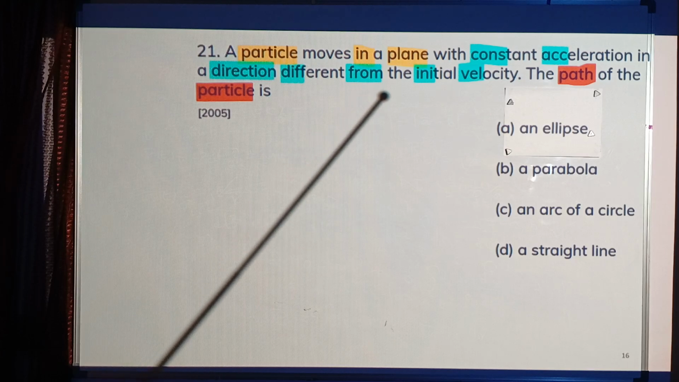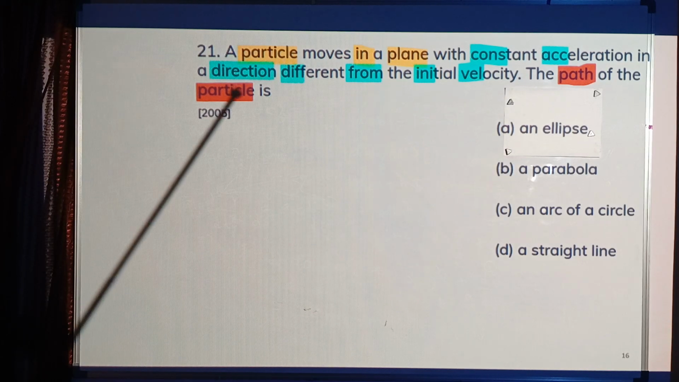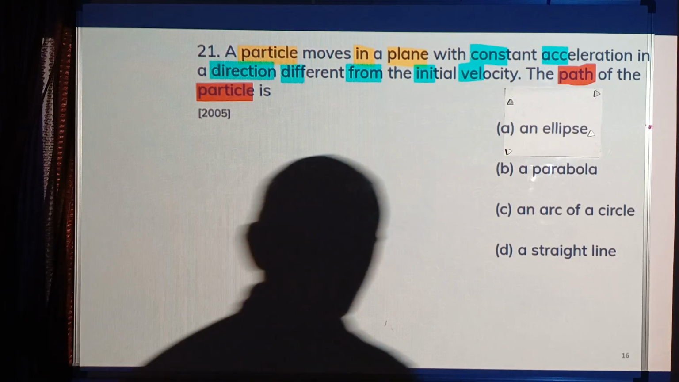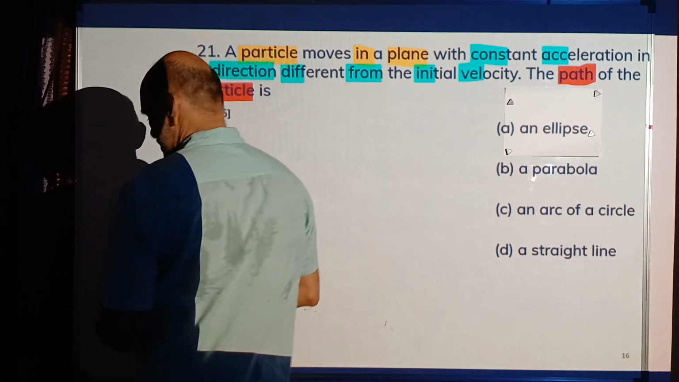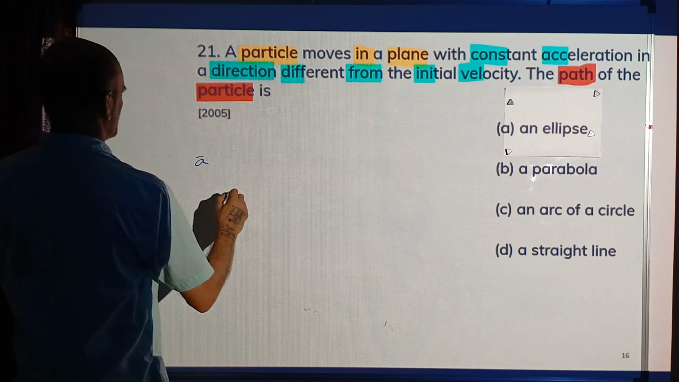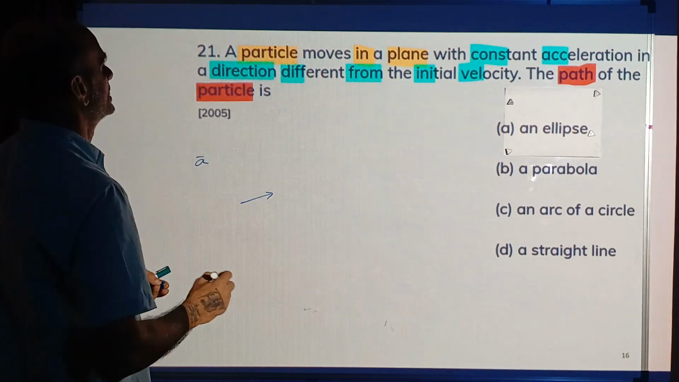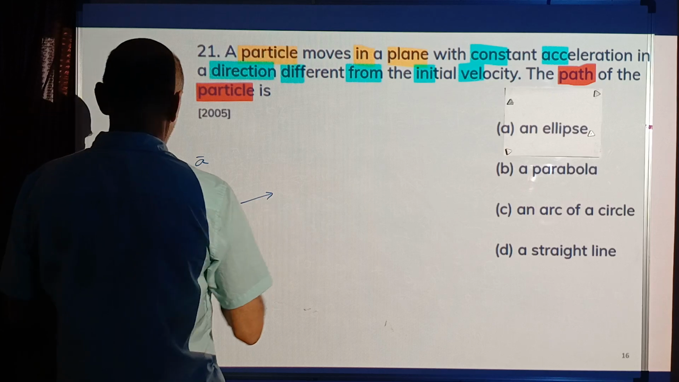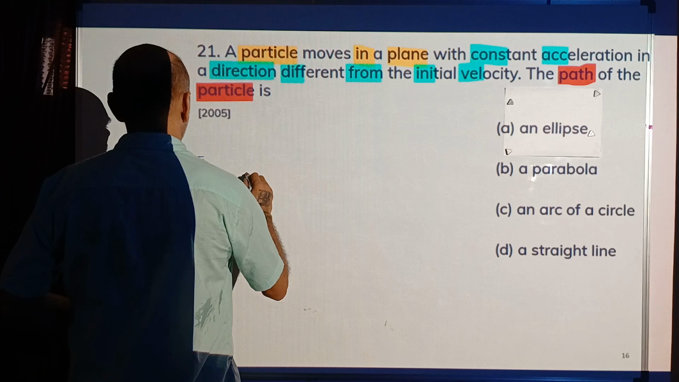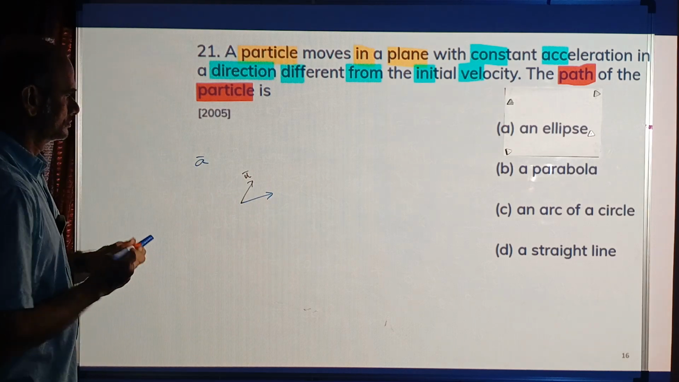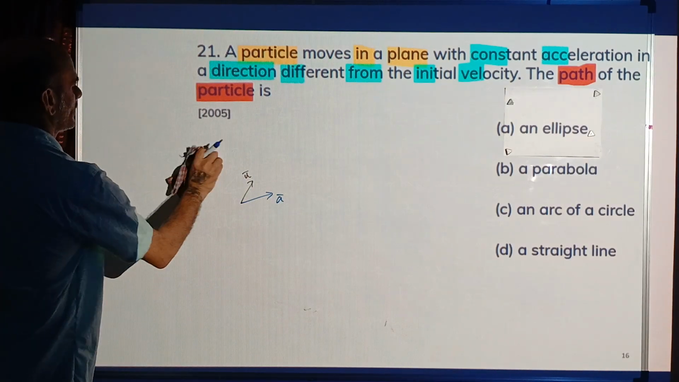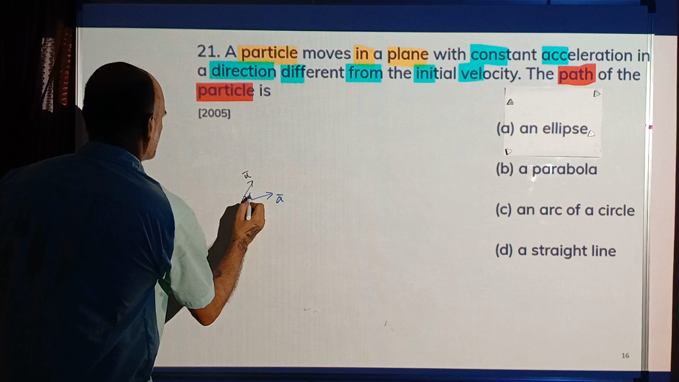A particle moves in a plane with constant acceleration in a direction different from the initial velocity. The path of the particle is. This already explained the concept. Acceleration is constant. So it will be in some direction. And there is an initial velocity which is not along a, but in a direction making some angle with the a. So this is a. And this angle, say it's theta.